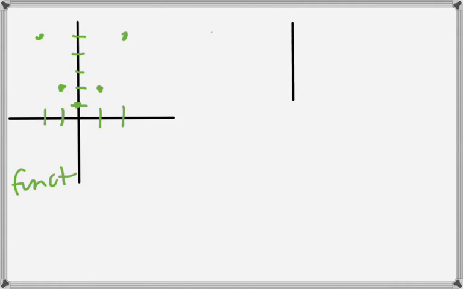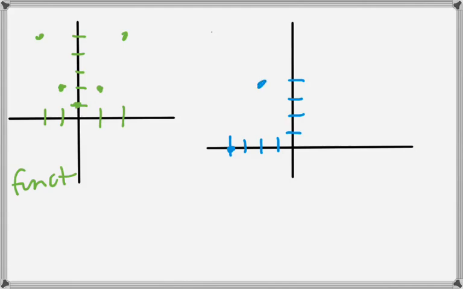And then let's draw our relation that was not a function. So we had (-4, 0), (-2, 4), (-2, 5), (0, 9), and (1, 5). And this one was not a function.